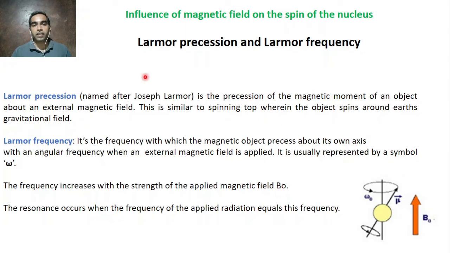And as I already told you, Larmor precession and Larmor frequency. Larmor precession is the precession of the magnetic moment of an object about an external magnetic field, and Larmor frequency is the frequency with which the magnetic object precesses about its own axis, with an angular frequency, when an external magnetic field is applied. That frequency with which it rotates is called Larmor frequency. Larmor precession is that phenomenon in which it precesses about the external magnetic field. It's a process.